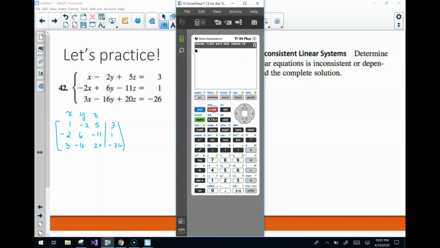Okay, we can go back to our home screen. Second matrix A brings up what we just typed in. I'm just going to do a quick check, make sure I have everything entered correctly. Looks good. Second matrix, math, up arrow to get as quick as we can to RREF. We're going to RREF matrix A.